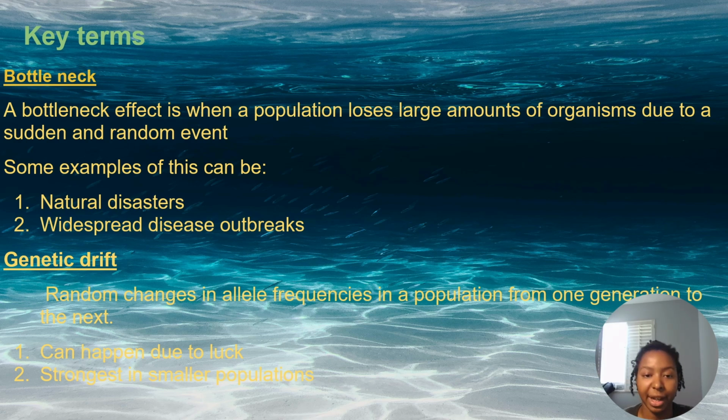A bottleneck effect is when a population loses large amounts of organisms due to a sudden and random event. Examples of this can be natural disasters and also widespread disease outbreaks. Genetic drift is random changes in allele frequencies in a population from one generation to the next. It can happen due to luck, and it also is stronger in smaller populations.